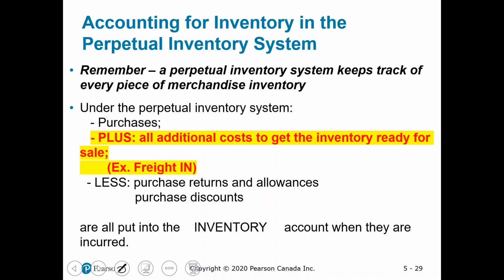Okay, so we've looked at how we record the original purchase. We looked at purchase returns and discounts, which decrease the value of that purchase or the inventory. And now we'll look at freight in. So this is an additional cost to get the inventory ready for sale. So it's added to the cost of the inventory.